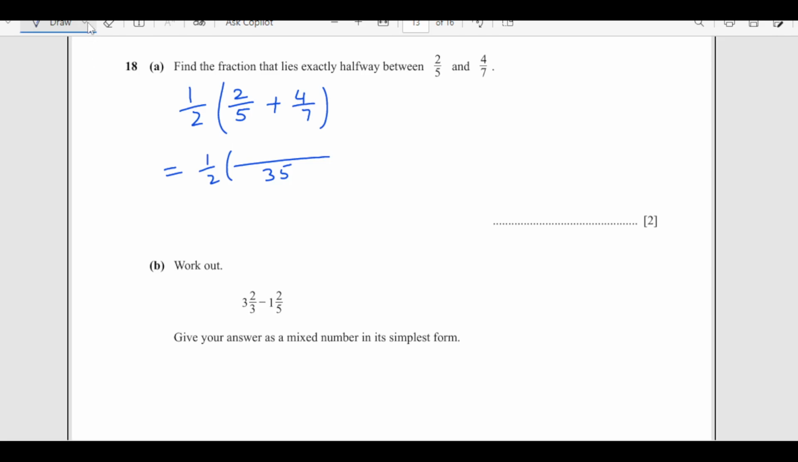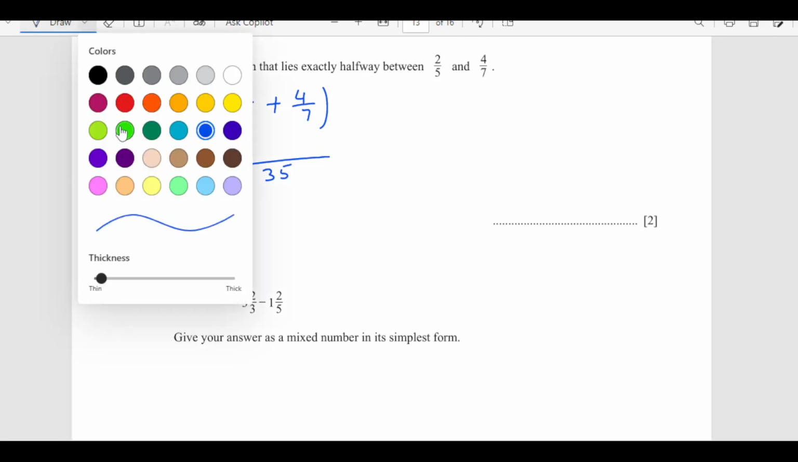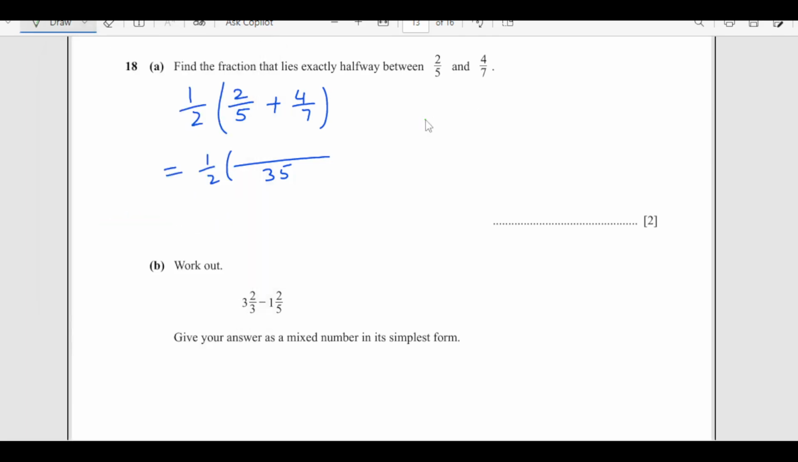Let's make this another color. Let's use this one. We want to make the denominator the same. 5 times 7, times 7 above. Here 7 times 5, 7 times 5, right? So then this is going to be the same. 7 times 2 is 14, 4 times 5 is 20, right? So then we have 1 over 2 times 34 over 35. So 2 times this is 17, so 17 over 35 is the final answer, right?